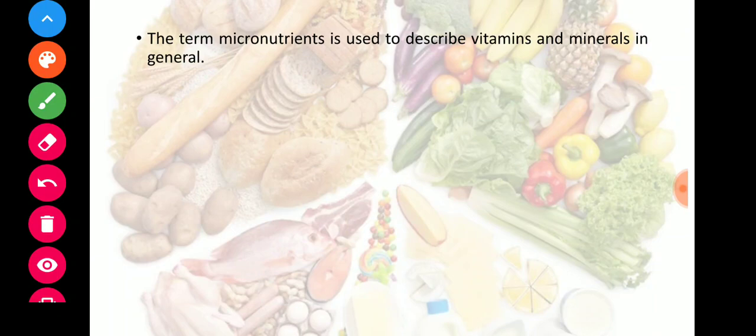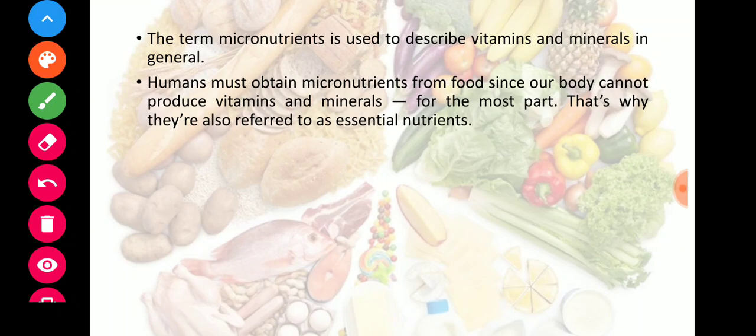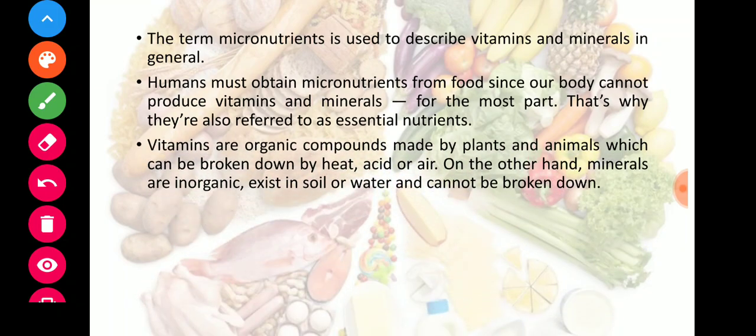The term micronutrients is used to describe vitamins and minerals in general. Humans must obtain micronutrients from food since our body cannot produce vitamins and minerals. Here I want to emphasize this point that we cannot generate all kinds of vitamins and minerals for the most part. That's why they are also referred to as essential nutrients. Later on we will study the vitamins and minerals, and how they help us.